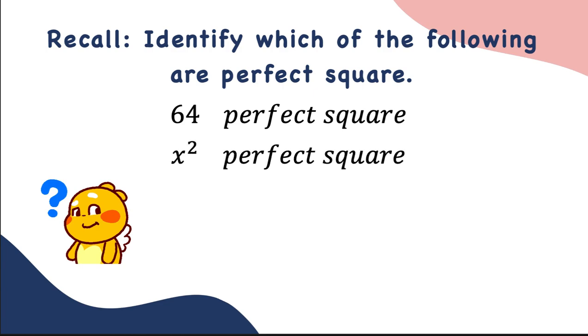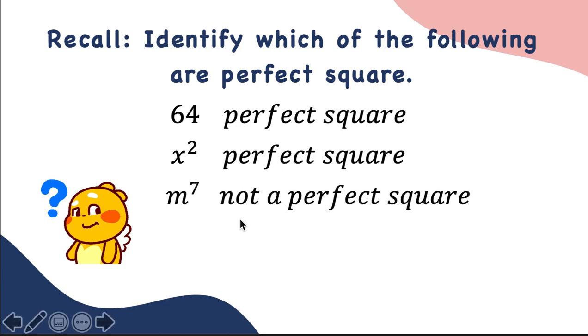Next, x squared is also a perfect square number or expression because when we multiply x by itself, the answer is x squared. Next, m raised to 7 is not a perfect square expression because we cannot identify any expression that when we multiply by itself, we can have m raised to 7.